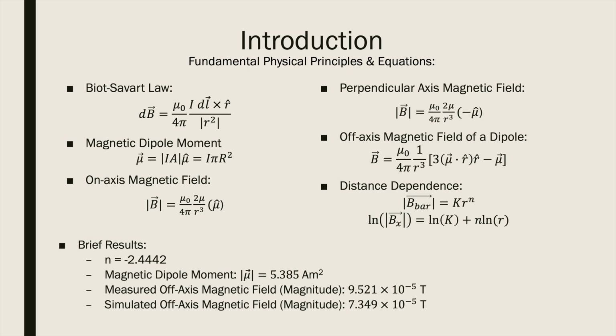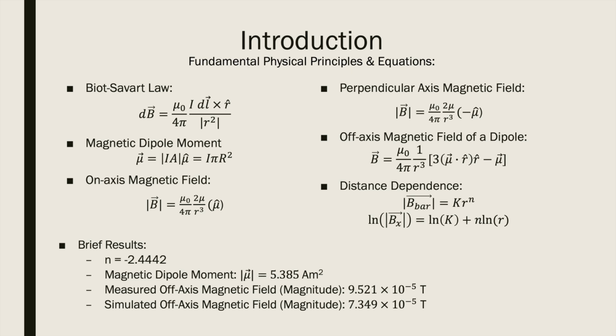The distance dependence equation can be expressed by this equation shown here, where K is a combination of constants and parameters that don't change during the experiment. We expect the magnitude of the magnetic field to decrease with distance, so n should be a negative number. To determine the experimental value of n, we use curve-fitting software, where we take the logarithm of both sides of the original equation.